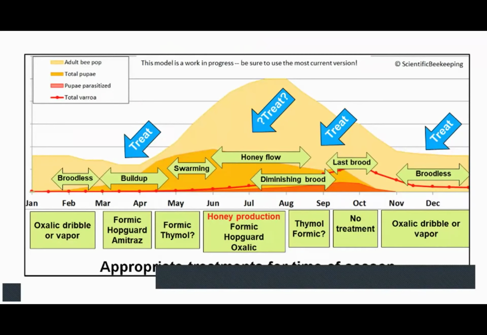And August and September, that's Apiguard and formic acid, or Mite Away strips. And then October, no treatment because they should be pretty decent. And then again, back to January and February, no brood, and you can do the oxalic dribble or the vapor. So, but that's a pretty good one. And say no, kill them suckers.